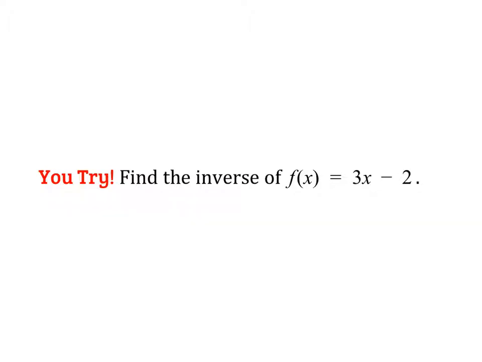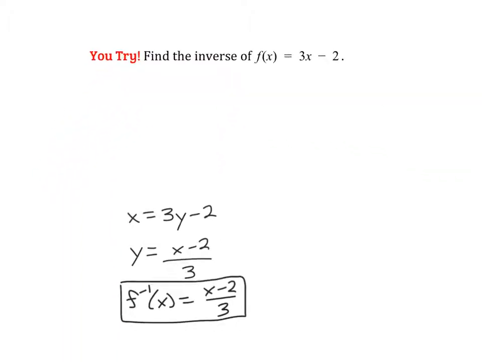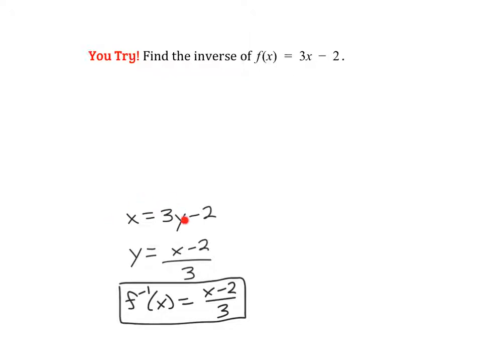Okay, why don't you pause the video and give this last example a try. See if you can find the inverse of f of x equals 3x minus 2. All right, let's check your work here. So again, swap x and y, solve for y, so make sure you add 2 first and then divide the entire thing by 3, and then write it with the proper notation. For this one, the domain and range of f of x are all real numbers, so the domain and range of our inverse function are also going to be all real numbers, so negative infinity to positive infinity.